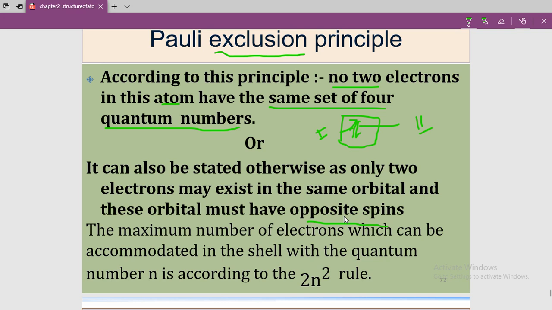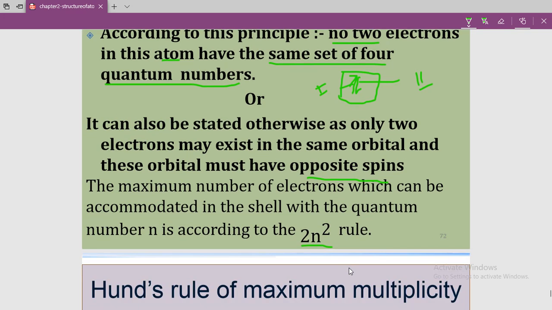This is the Pauli exclusion principle. Now the maximum number of electrons which can be accommodated in a shell is 2n square. I hope you all understand.